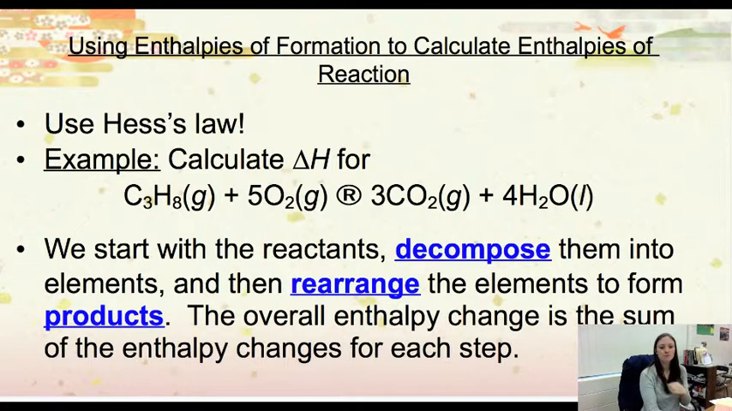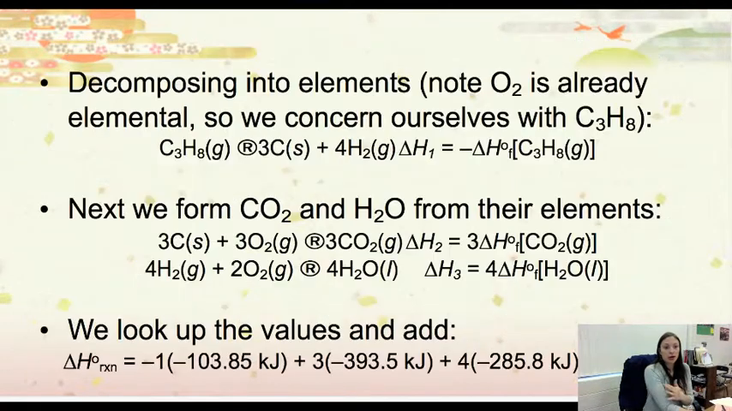So I'm going to use Hess's law a little bit as well, and we're going to calculate delta H for a reaction. Okay, what you do is you start with your reactants, you pull them apart, decompose them, then you rearrange them to form your products. And the overall enthalpy change is the sum of the enthalpy changes for each step. So let's look at the example here, which is going to be the same one, C3H8, okay, which is propane. And hopefully this will make a little more sense. Again, this is just another way to calculate heat, and calculate delta H.